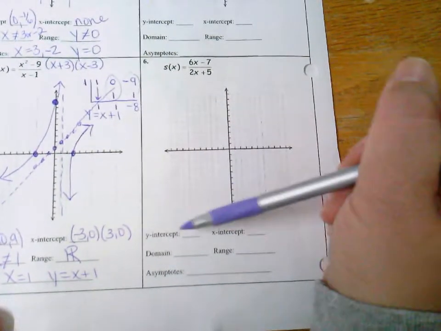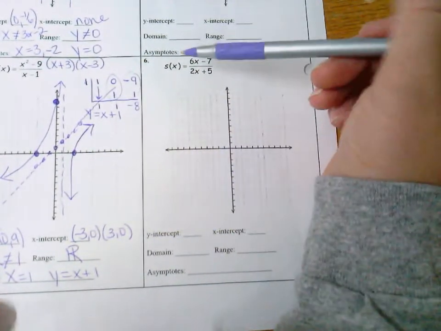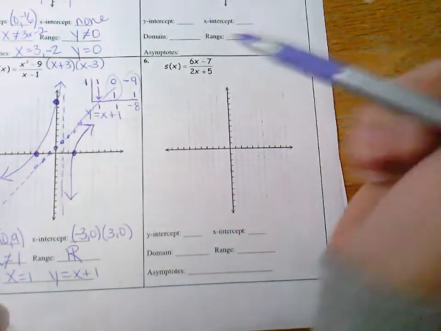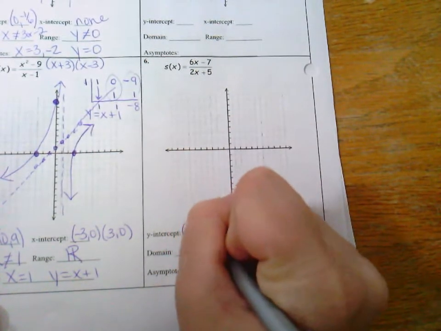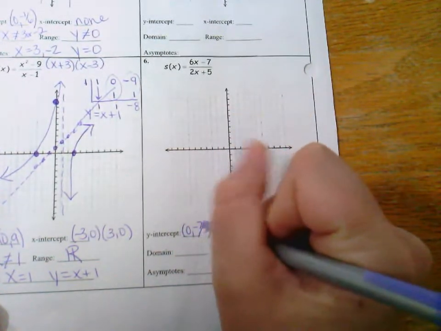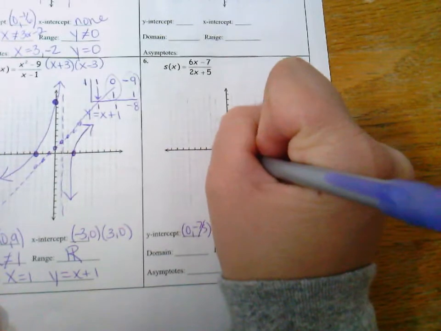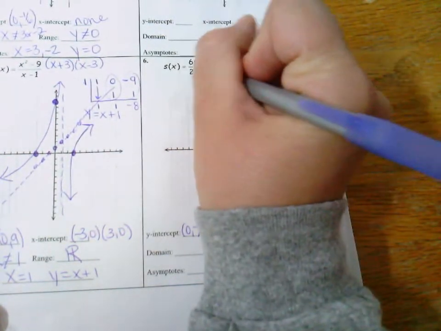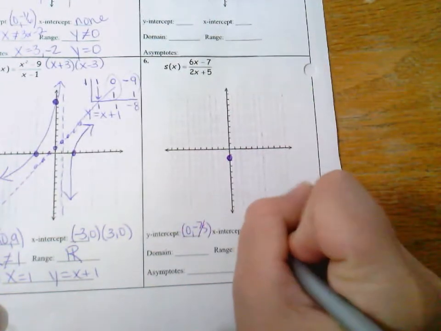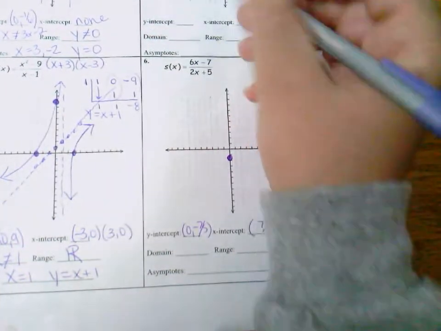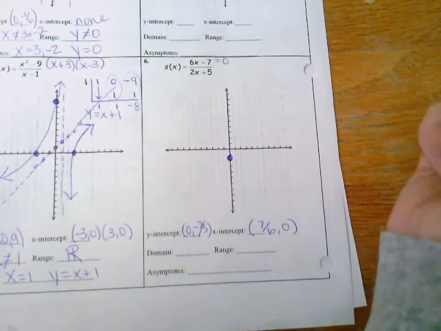So I'm going to again do my y-intercept first. Plug in 0 for x. I get -7/5. (0, -7/5). Which is more than 1, right? So -1 and 2/5. My x-intercept is going to be where the numerator is equal to 0. So add 7, divide by 6. So positive 7/6, right? If I set that equal to 0 and solve.